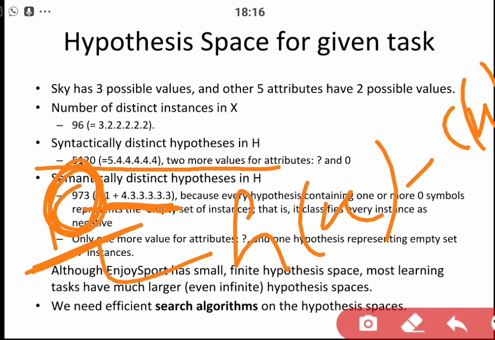Infinite hypothesis space means an infinite number of hypotheses. How are we going to search for our particular hypothesis? This is our problem, for which we are going to design our algorithms to find our specific hypothesis out of that hypothesis space, whether it has a finite or an infinite number of hypotheses. How are you going to find it?